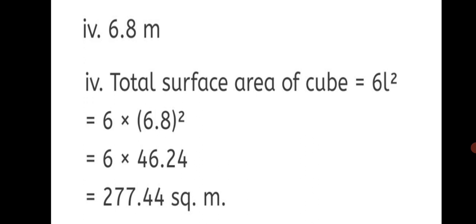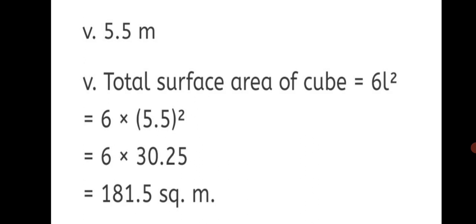And the last sub question is number 5. The side given to us is 5.5 meter, and we have to find total surface area of cube. Formula is equal to 6L square. L is 5.5, so we write 6 into 5.5 the whole square. 5.5 into 5.5 gives us 30.25. 30.25, when you further multiply by 6, you get your final answer, 181.5 square meter.